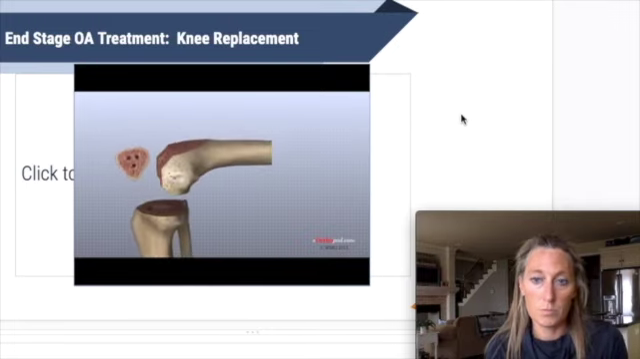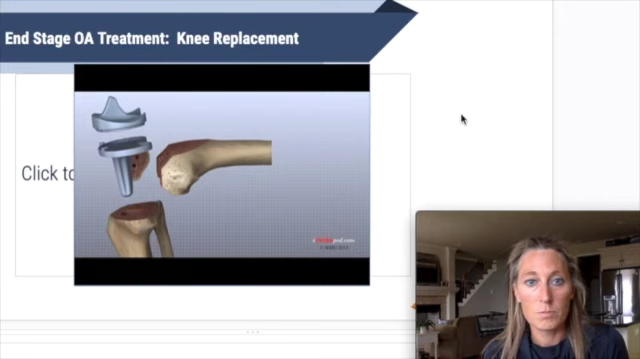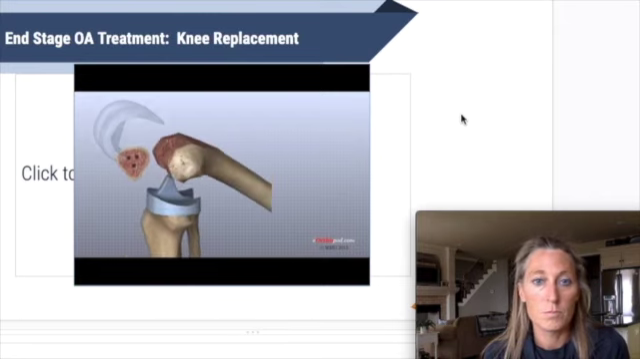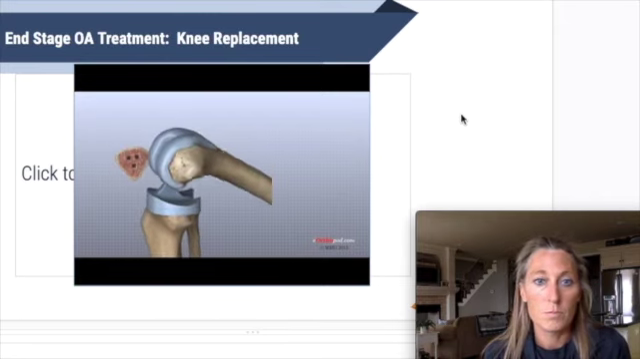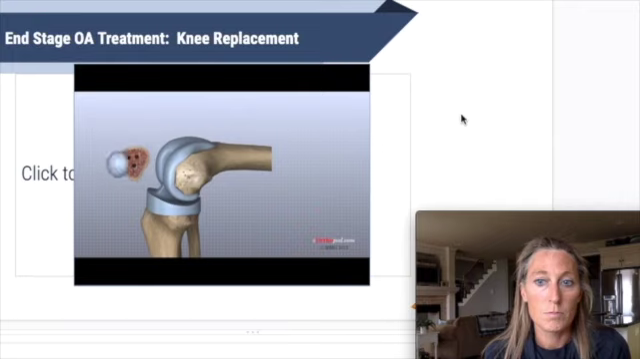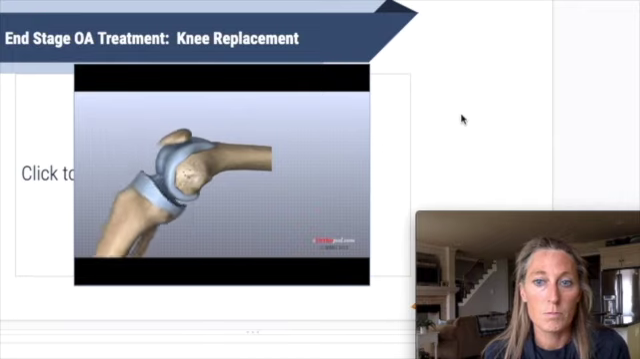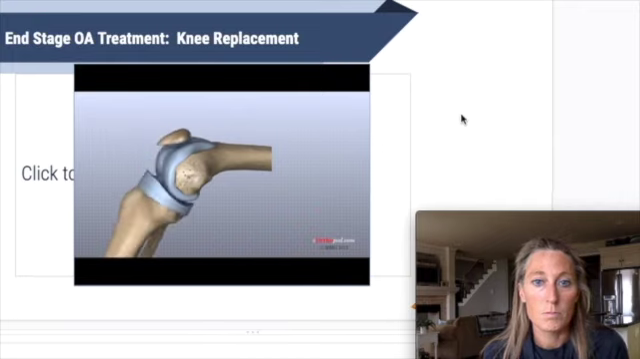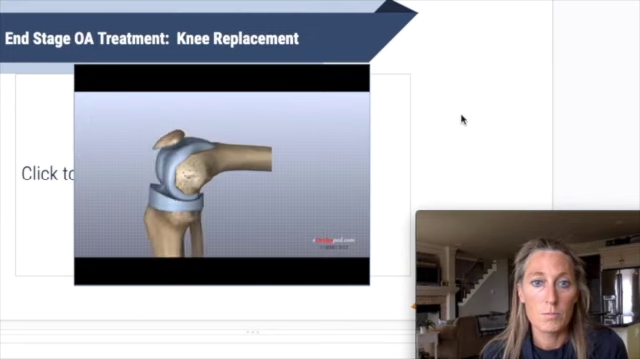Once each joint surface has been removed, each of the components is temporarily placed in position and the knee is assessed for stability and mobility. The surgeon will test the new knee to ensure that you have the best range of motion possible and the knee is not too loose or too tight.